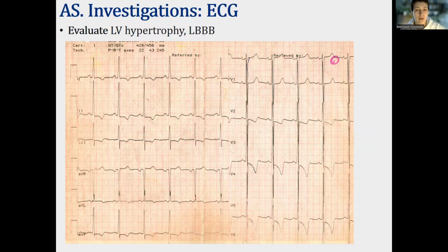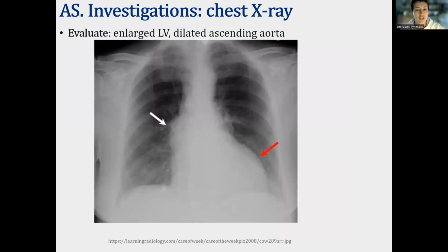ECG can show us left ventricle hypertrophy and left bundle branch block. Here you can see ST segment depression due to huge left ventricle hypertrophy. Chest X-ray can help us to evaluate left ventricle enlargement, it's the red arrow, and dilated ascending aorta sometimes, it's the white arrow.